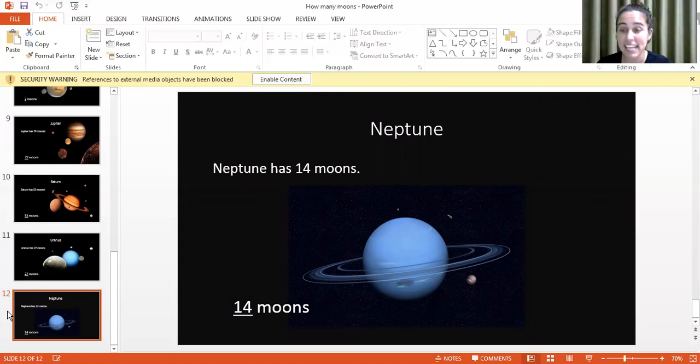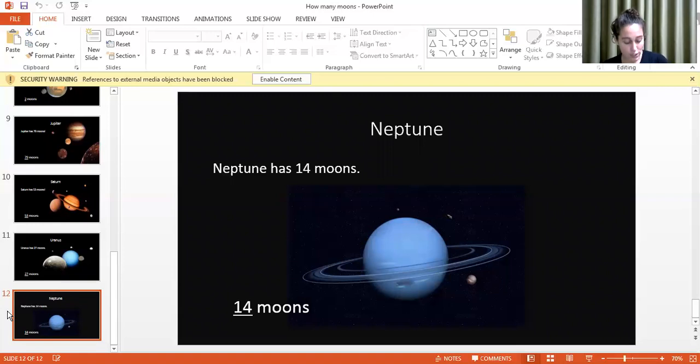Next, which planet has the least amount of moons? And I know you guys want to say Earth because it has the smallest line, but you have to remember there are 2 planets that are 0 moons. So they have the least amount of moons.